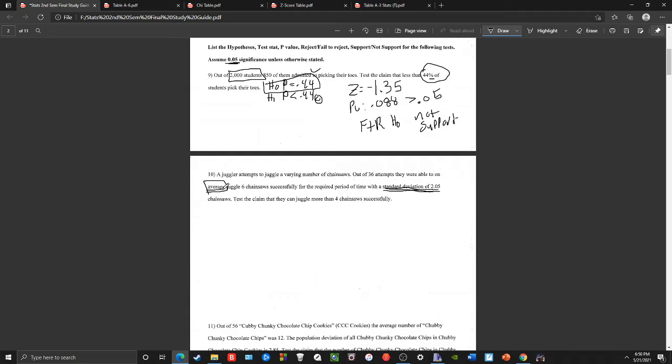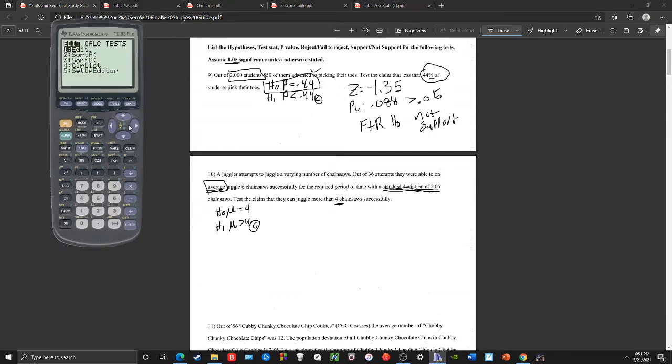So we already said that we're testing an average, right? So my H0 is going to be mu is equal to 4, because I'm claiming that he can juggle more than 4. And my H1 is going to be that mu is bigger than 4. And that's my claim. So we have a single sample average situation. We're comparing a single person's average to some benchmark.